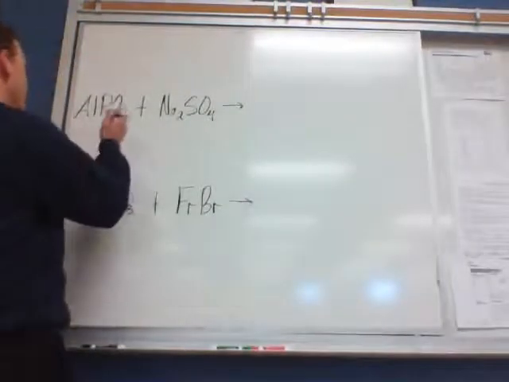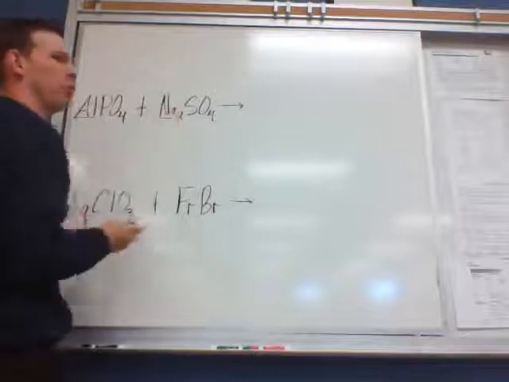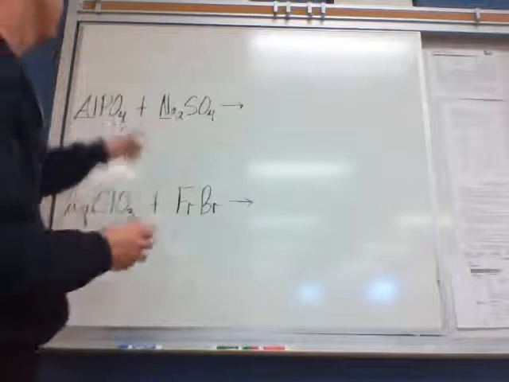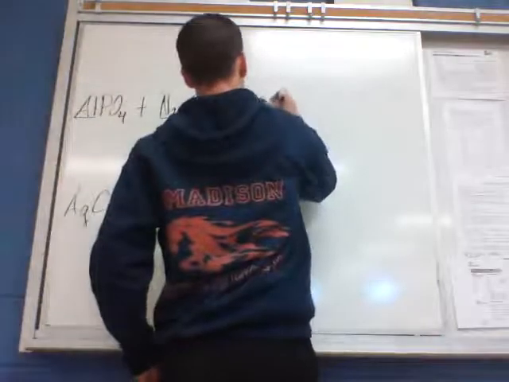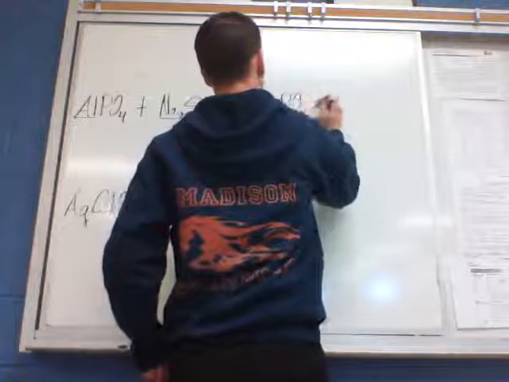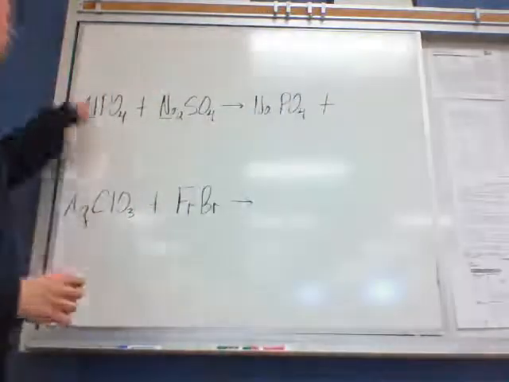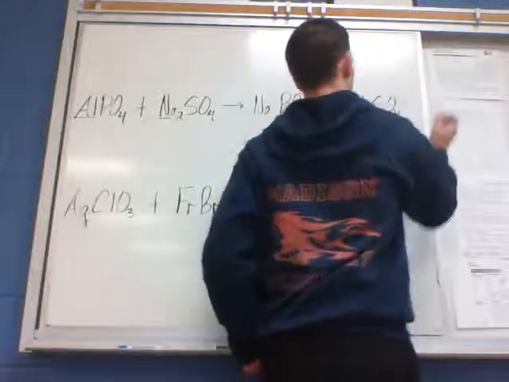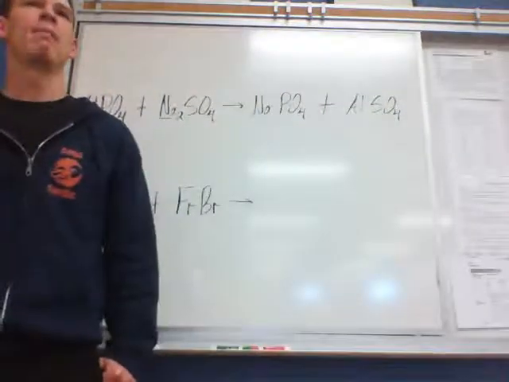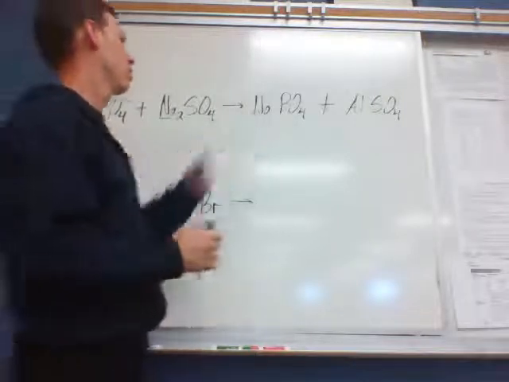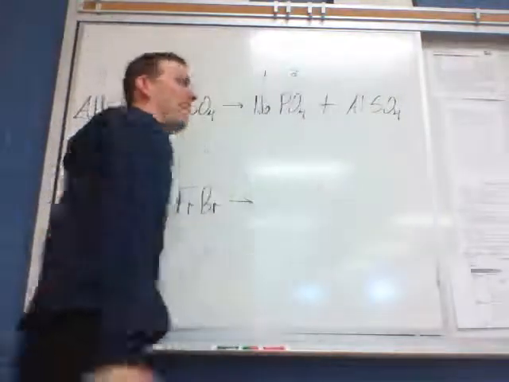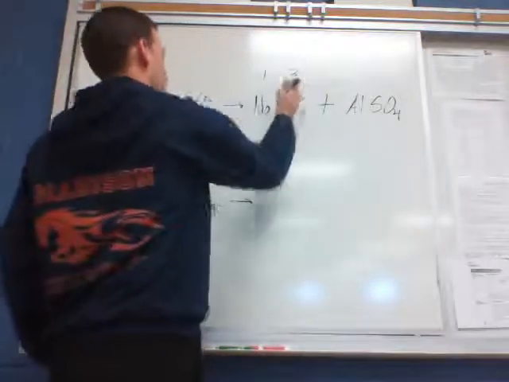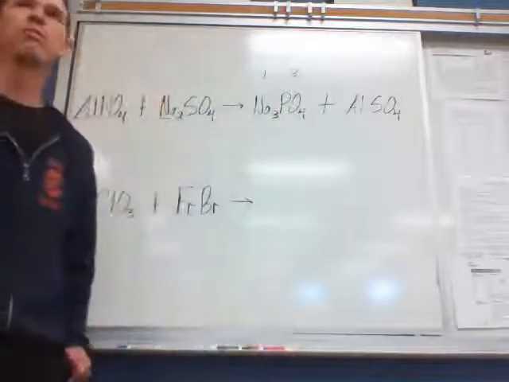On my first problem, my ion swap will take place between aluminum and sodium. They're just going to switch places. When I do that, I want sodium to be with PO4, and I want aluminum to be with SO4. I built new compounds, so I must check charges. Sodium is +1 and phosphate is -3. Crisscross, 1 to phosphate, nothing happens. 3 to sodium, that happens.